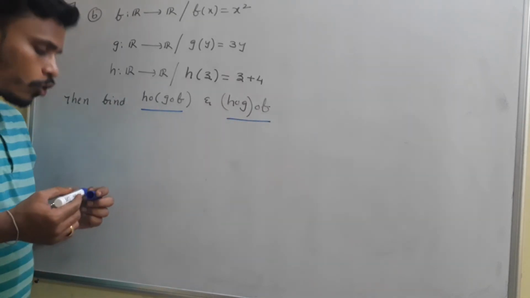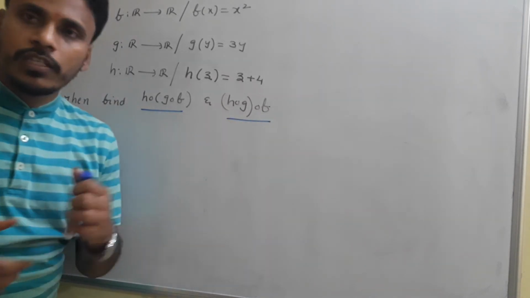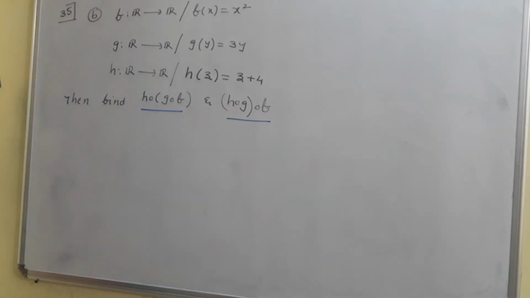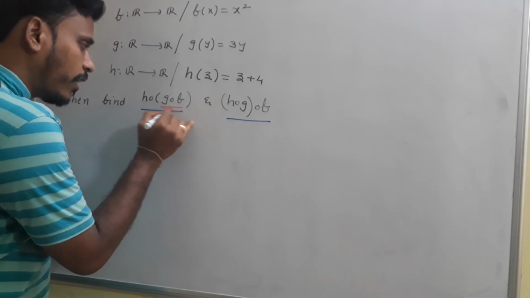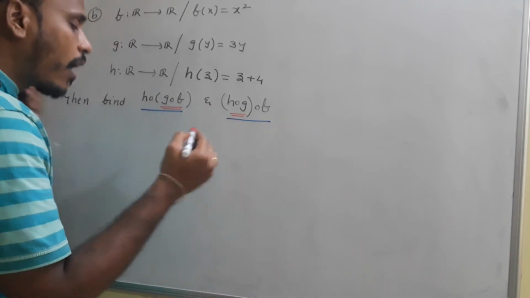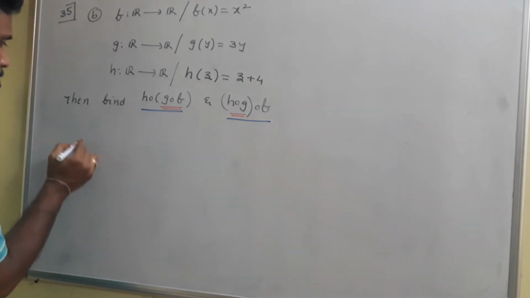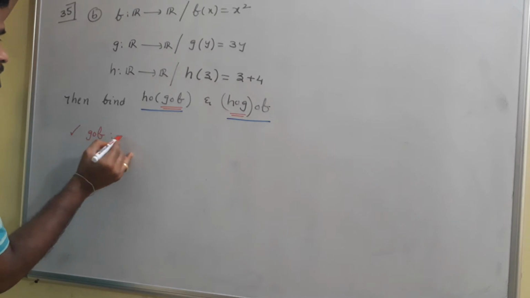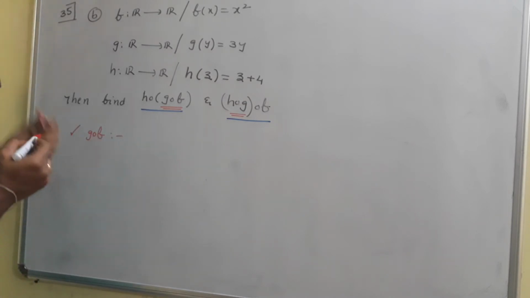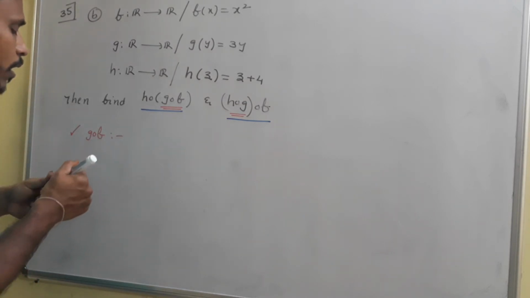And we need to think about h circle g circle f as well as h circle of g circle f. So to find those, first of all you just try to find this g circle f and h circle g, and then try to find the parts separately. First of all, g circle f. We need to find g circle f.